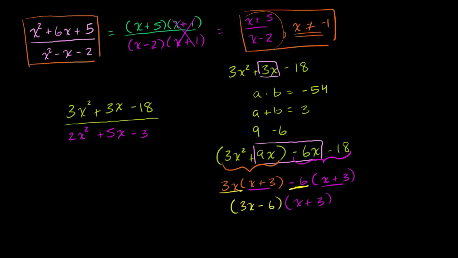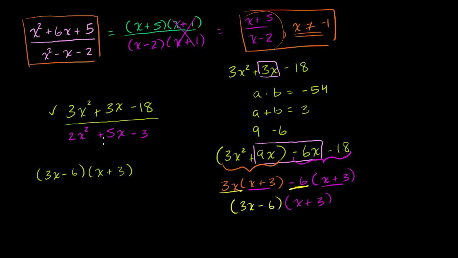So the top term, we can rewrite it as 3x minus 6 times x plus 3. Let me do it in the same color. That's this term right here. I don't want to make it look like a negative sign. That's that term right there.